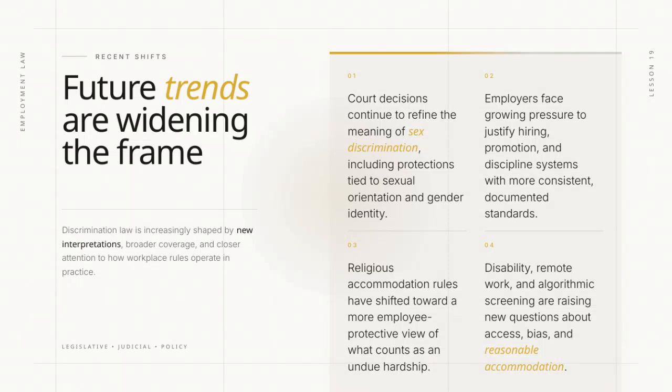And discipline processes are based on clear, consistent, and well-documented criteria. This shift helps promote fairness and transparency in employment decisions. Another important change involves religious accommodations. The standards for what constitutes an undue hardship for employers have become more employee-friendly. This means employers might need to be more flexible in accommodating employees' religious practices.